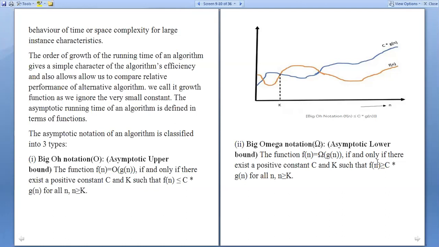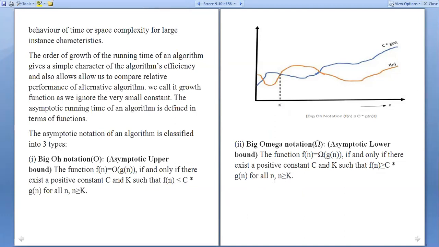F of n value should be greater than or equal to here. In the big O notation, f of n should be less than or equal to c star g of n. But in the big omega notation, f of n is greater than or equal to c star g of n for all n values, where n should be greater than or equal to k. K is some constant value, already represented here. N is the size of the input.